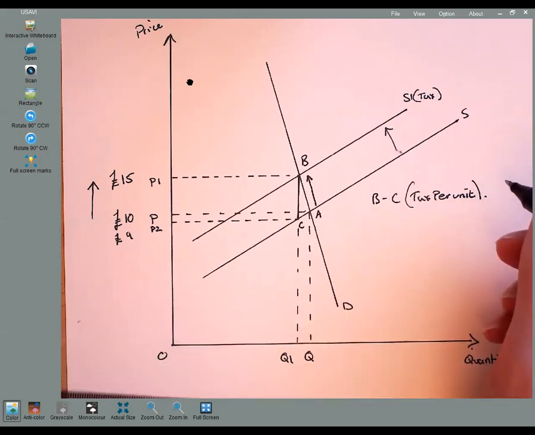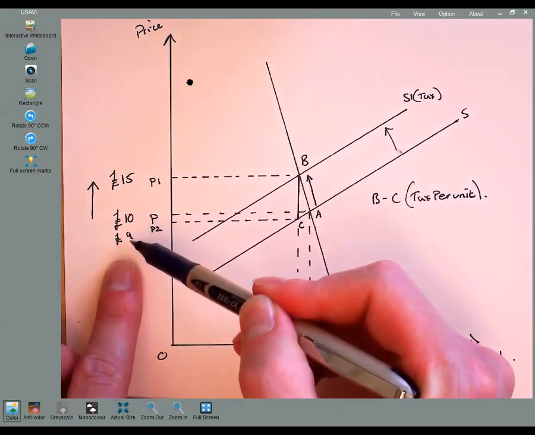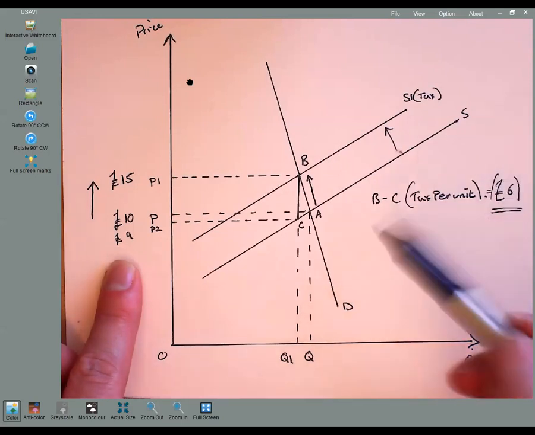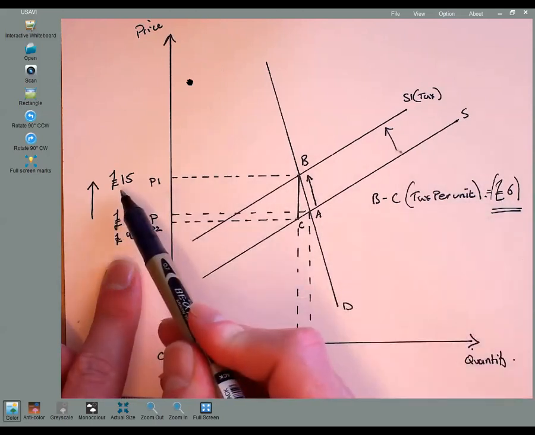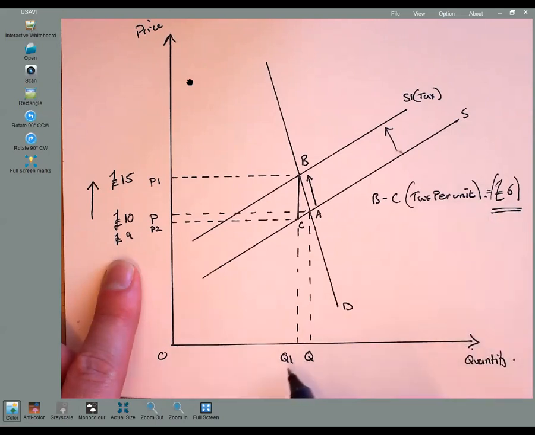And again, if we look at the mathematics, the difference between 15 and 9, I take 15 minus 9, which would give me a tax per unit of £6. So £6 per pack goes to the government in the form of an indirect taxation. So consumers have to pay £15 for their packet of cigarettes, of which £6 per pack will go to the government in the form of tax revenue. Now, to work out the total area of tax revenue, you would take £6 and you would multiply it by whatever figure Q1 would be.